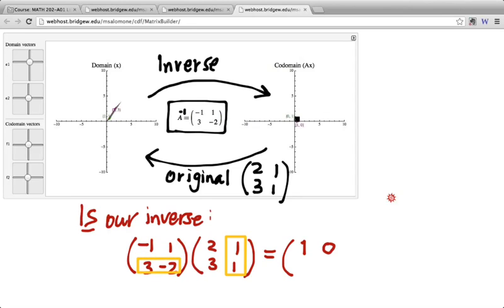Now if I move down a row, the lower left-hand entry in my product is 3 times 2 minus 2 times 3, 0. And the final product, 3 times 1 plus -2 times 1. So how do I know that this was indeed the inverse?